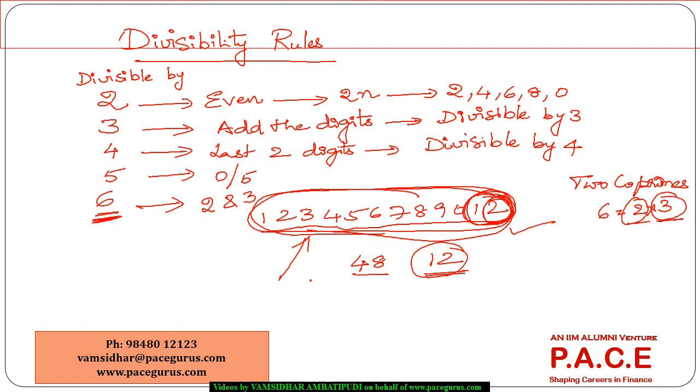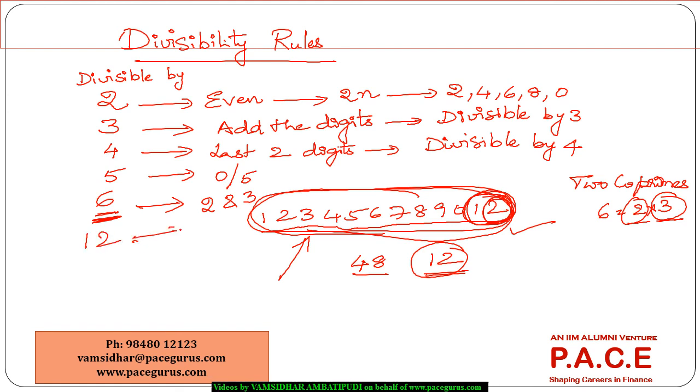But you have to express it as the product of two coprimes, not one and itself, but other numbers. You express it as a product of two coprimes. Then if it is divisible by both of them separately, then it will divide them together as well. So that's the rule for 6. The same rule I can apply for 12.